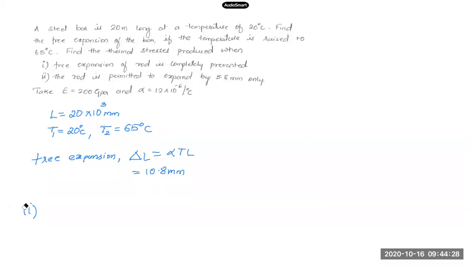Next, if you have found the free expansion, you can go for finding, when free expansion of the rod is prevented, what are the stresses developed? You have to find what are the stresses developed in case one, what is sigma equal to. Try finding that one. Others, please tell me what answers you have for this. One answer, 10.8 mm.